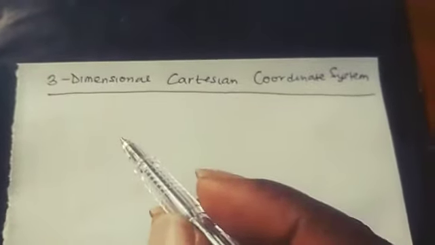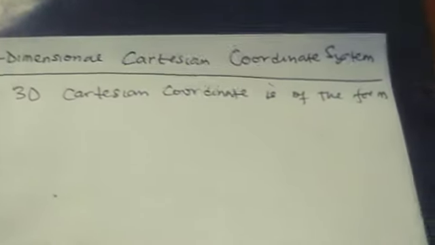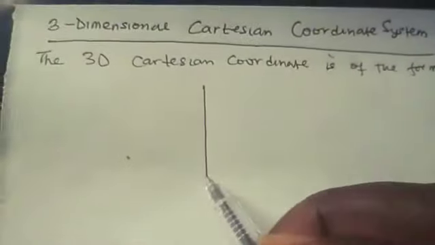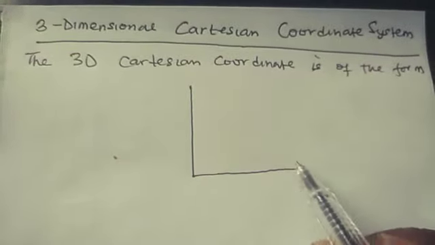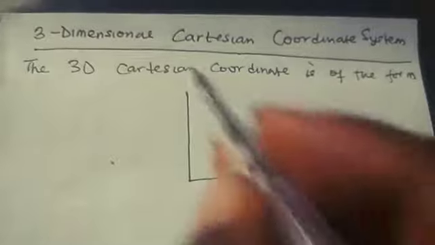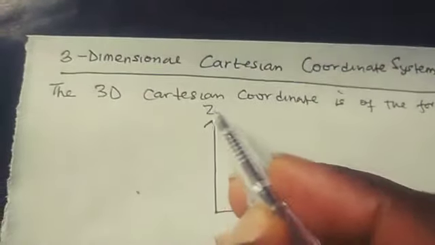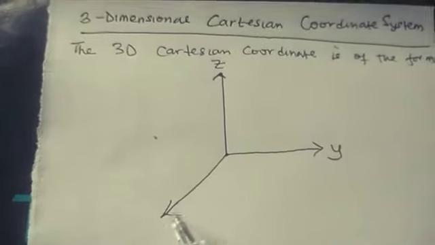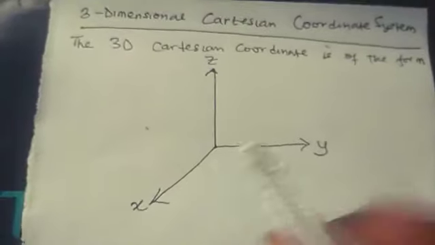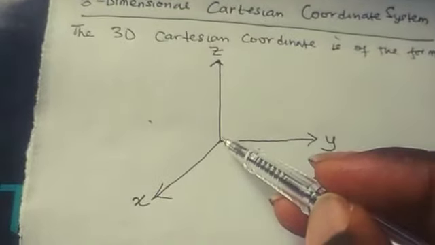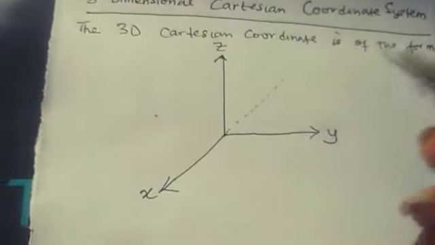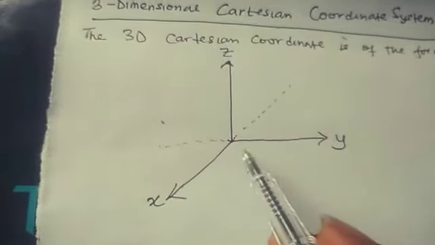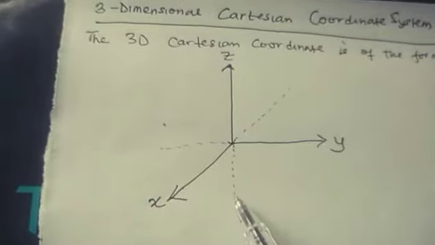So the three-dimensional Cartesian coordinate is of the form this. We place this plane to be the y-axis. We place this plane to be the z-axis. And we now turn this plane to be the x-axis. Just like what we have in two-dimensional coordinate system, the negative part. So this is the negative part of the x-axis. This is the negative part of the y-axis. And this is the negative part of the z-axis.